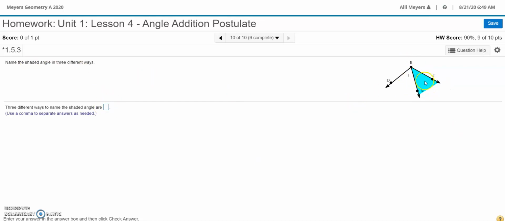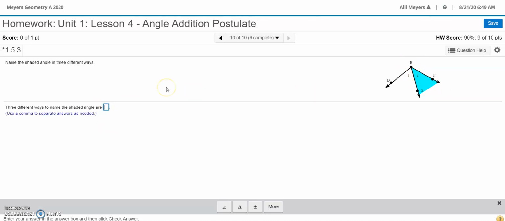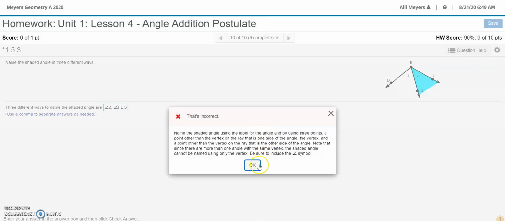Okay, so right here, if they put a little number in it, I can just call that angle 2. I wonder if I have to do the angle symbol. I do. There it is. Angle 2. I can use 3 letters as well. You cannot just say angle E here because you don't know if you're talking about this one or this one, angle 1 or angle 2. So use 3 letters. E is the point, so it's got to be the middle letter. So I'm going to say FEG. I could also say GEF. Doesn't matter. And I got it wrong. What did I do?